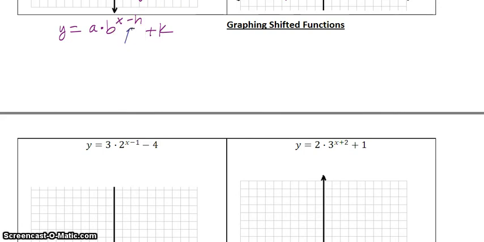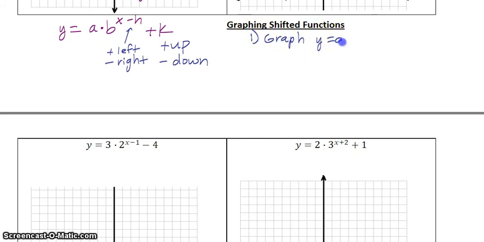So in the exponent here, if you see a plus sign, it's to the left. If you see a minus sign, it's to the right. Remember, it's the opposite of what you expect. Outside of the exponent, if you see a plus sign, it's up, and if you see a minus sign, it's down. And now to graph our shifted equations, we're going to first graph the quote parent function.